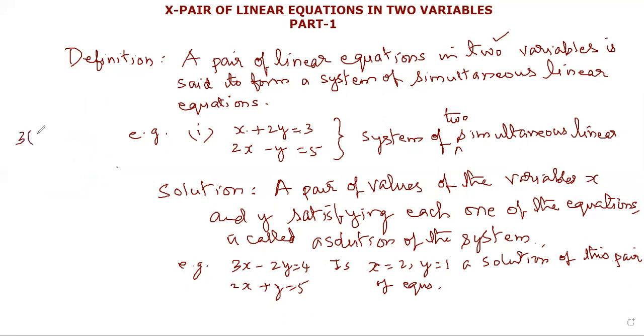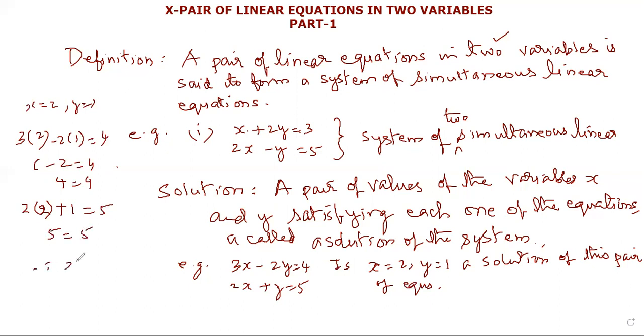So 3 into 2, x is equal to 2, and y is equal to 1, minus 2 into 1 is equal to 4. 3 times 2 is 6, minus 2, so 4 is equal to 4. So the first equation satisfies the values. In the second equation, x is equal to 2 and y is equal to 1, so it is also satisfied. Therefore, x is equal to 2 and y is equal to 1 is a solution. Okay.